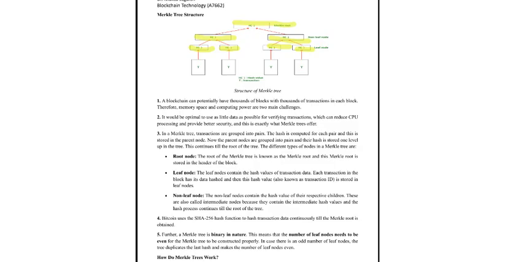Then we have the tree, that is transaction. T is nothing but transaction. Okay, transaction of the leaf node. So here I'm just using this pen. A blockchain can potentially have thousands of blocks with thousands of transactions in each block. Therefore, memory space and computing power are the two major challenges when we talk about the storage.